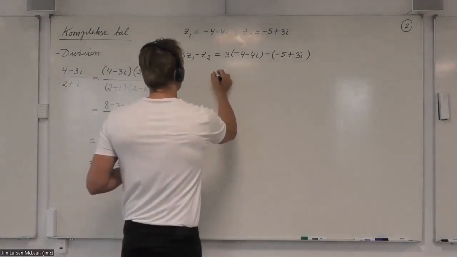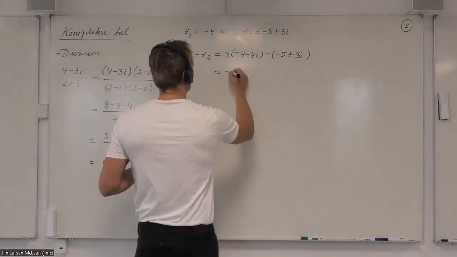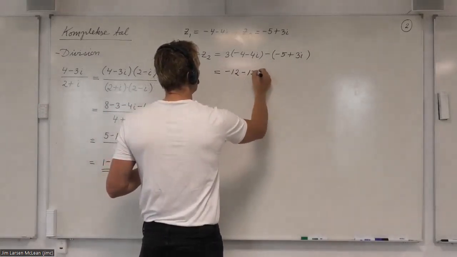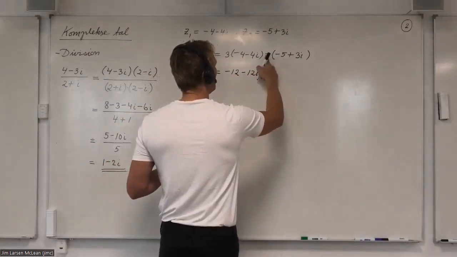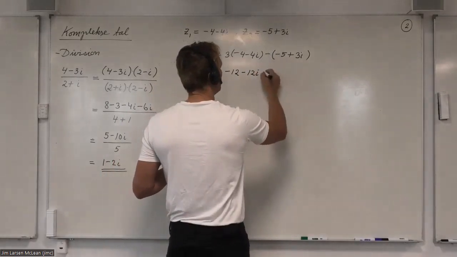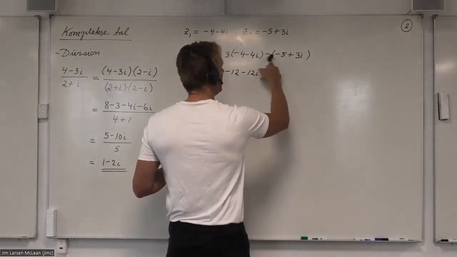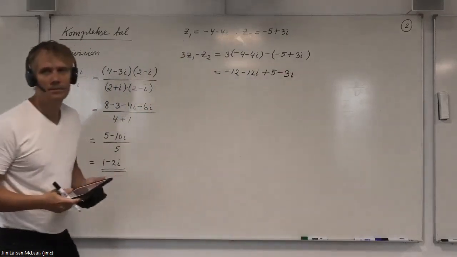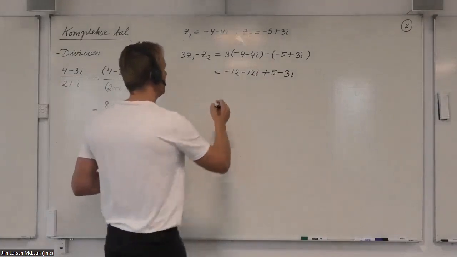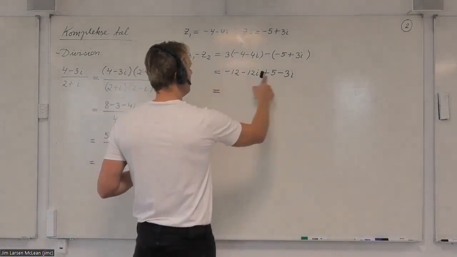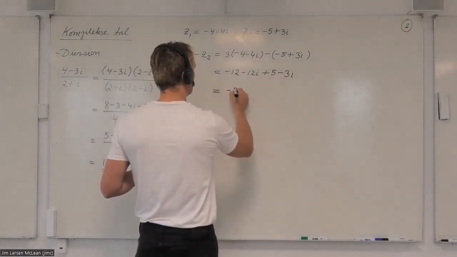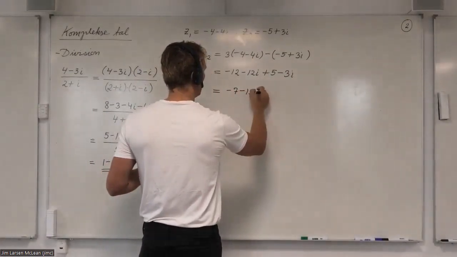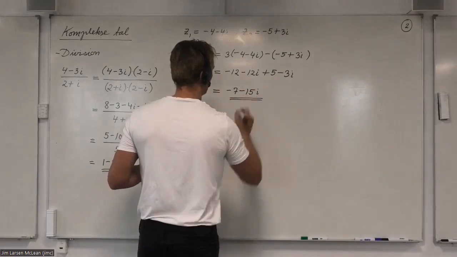When I multiply that with that, I get minus 12. And when I multiply that with that, I get minus 12i. When I remove the parentheses, minus 1 times minus 5 is plus 5, and minus 1 times 3i is minus 3i. Then we can reduce it a bit. Minus 12 plus 5 is minus 7, and minus 12i minus 3i must be minus 15i. And then we have the answer.